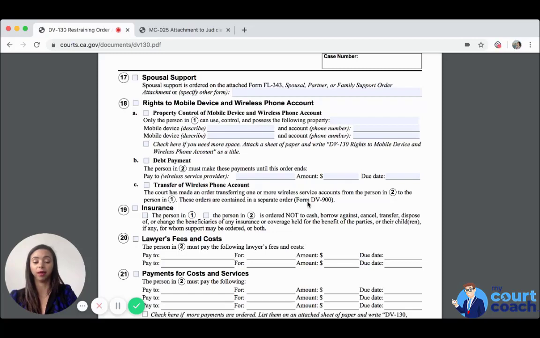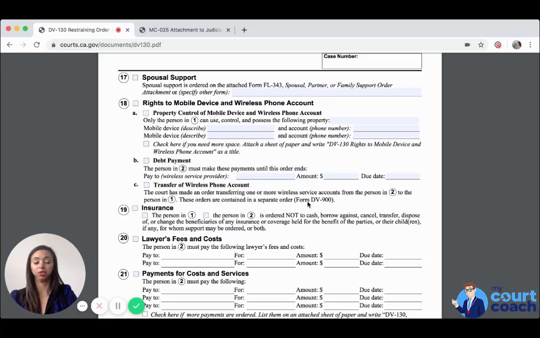Number 20 is lawyers' fees and costs. So the court can also issue lawyers' fees and costs. You're going to leave that blank because it's very unlikely that the court is going to issue attorney's fees and costs at your first restraining order hearing. But if you're at another restraining order hearing, then the court can make that amendment on this form.